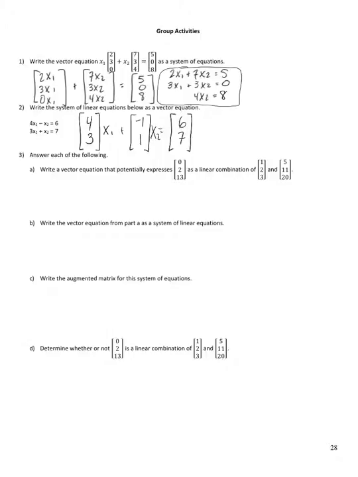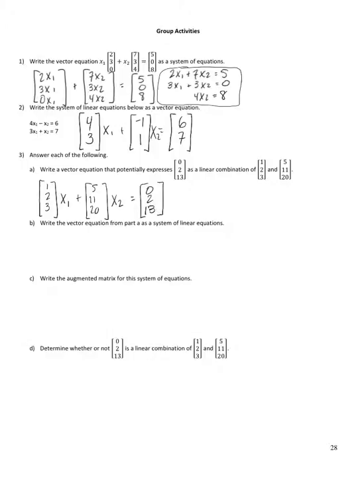Okay, write a vector equation that potentially expresses 0, 2, 13 as a linear combination of 1, 2, 3, and 5, 11, 20. A linear combination is where you put some weights on the two given vectors and add them together. And we're hoping to find weights to put on 1, 2, 3, and 5, 11, 20 to build 0, 2, 13. So my vector equation is going to be 1, 2, 3 times an unknown weight x1 plus 5, 11, 20 times another unknown weight x2, and we're hoping to find an x1 and x2 that will allow this to add up to 0, 2, 13.